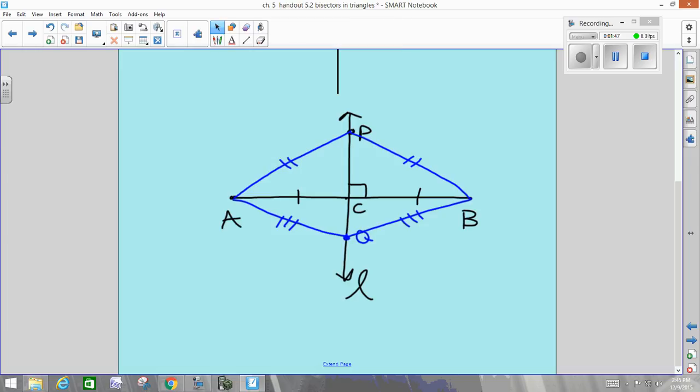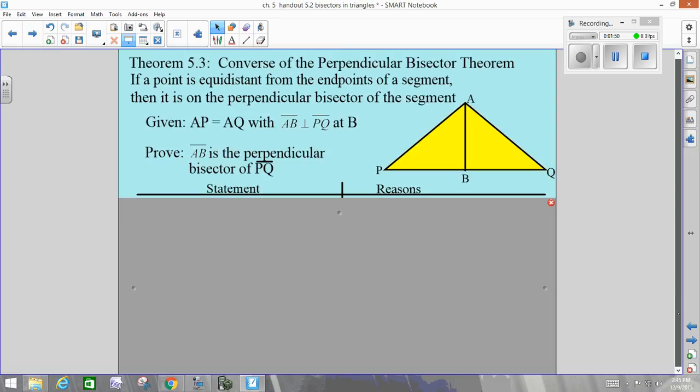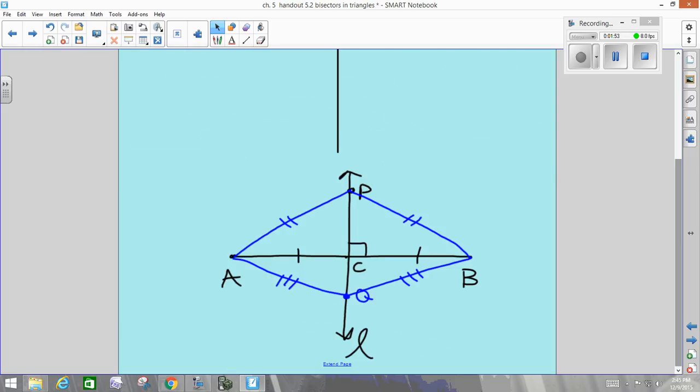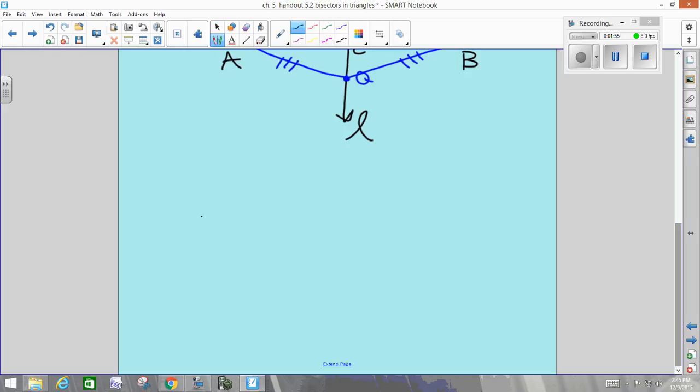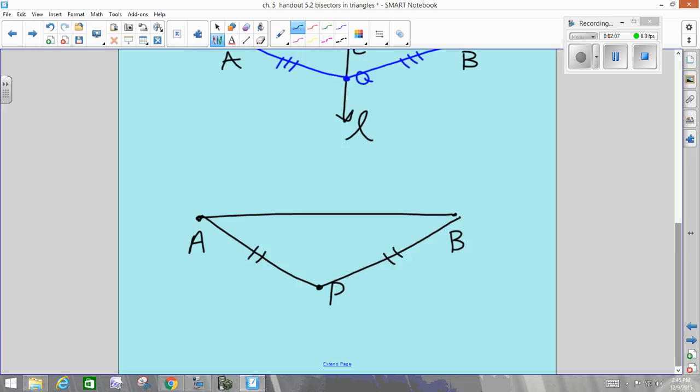Got it? Okay. Converse of the Perpendicular Bisector Theorem. We'll just keep it on the same page. It says, if you've got a segment and a point not on the segment, so that the distance from that point to the endpoints is the same, then you can conclude that P is on the perpendicular bisector of the segment. So this one says that if you have a point not on a segment and the distance from that point to the endpoints is the same, then it's got to be sitting on the perpendicular bisector.